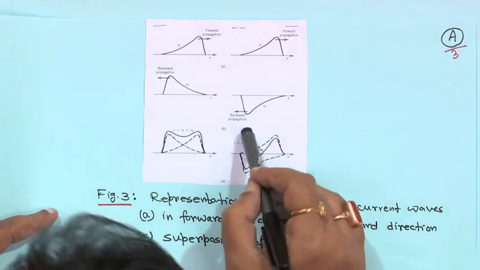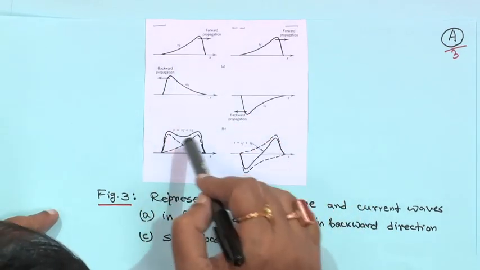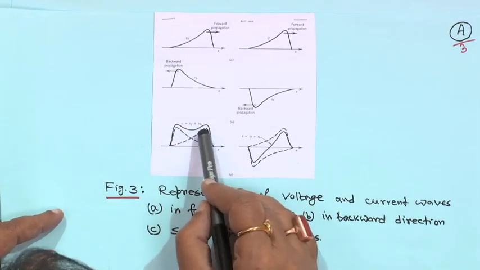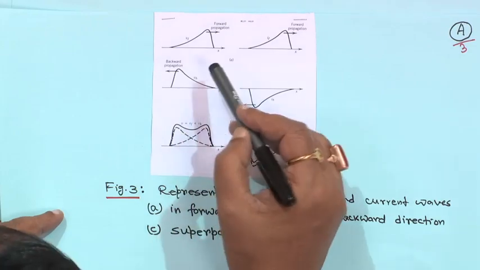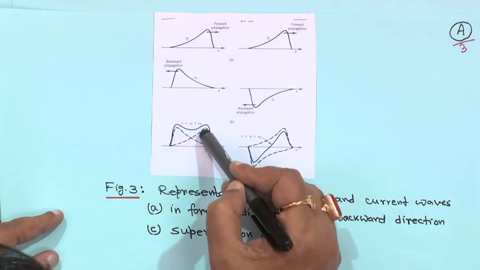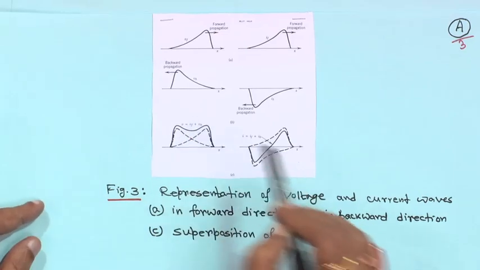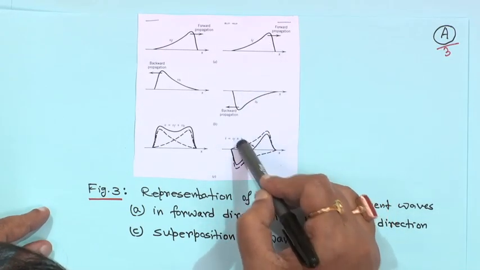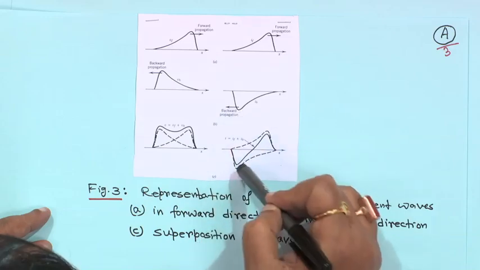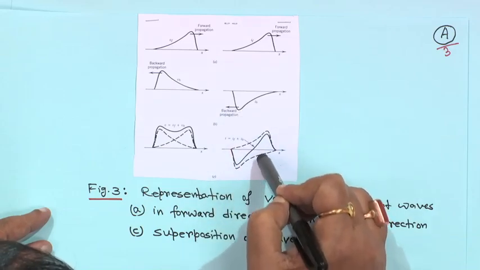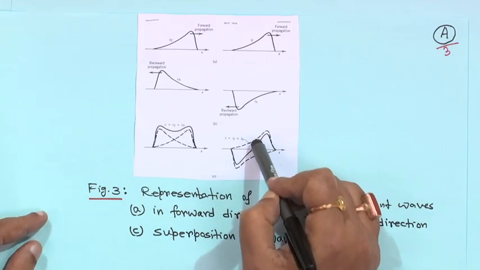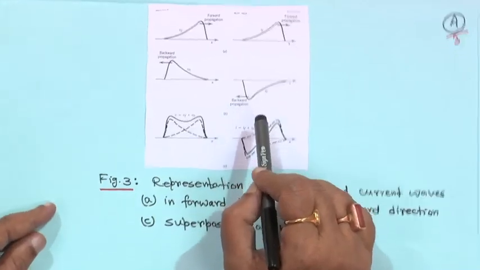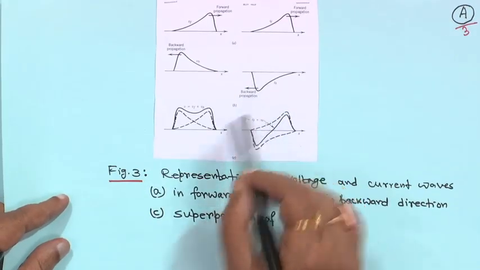Now if you add both, Vf plus Vb, the continuous line is Vf plus Vb, and the dash lines are the backward and the forward waves. If you add these, it will be Vf plus Vb. Similarly, in the case of current, the continuous line is If plus Ib, and the dash lines are backward and forward propagation. So, for backward propagation, voltage Vb is positive, but backward propagation current is negative.